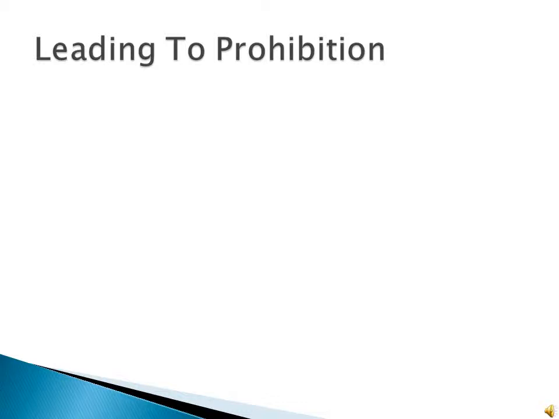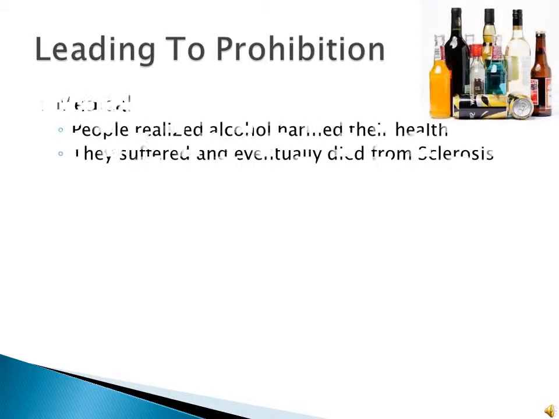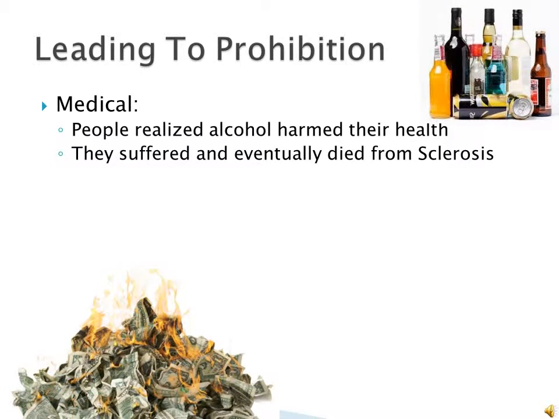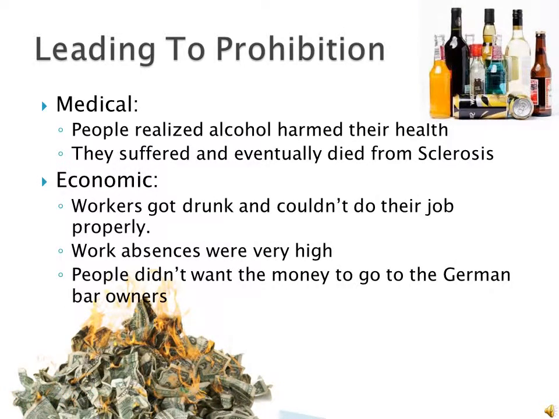Many factors led to prohibition. One main factor was that people were starting to realize the harmful effects that it can have on your body. Also, many employees started to not perform their job properly because they were intoxicated, and a lot of people didn't want to support the German bar owners because they didn't want their money to go back to Germany and build back up their economy.